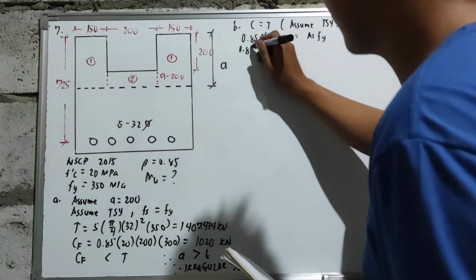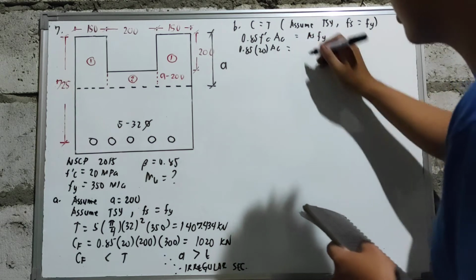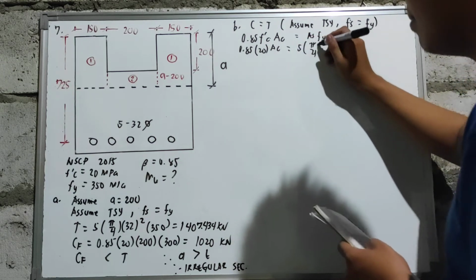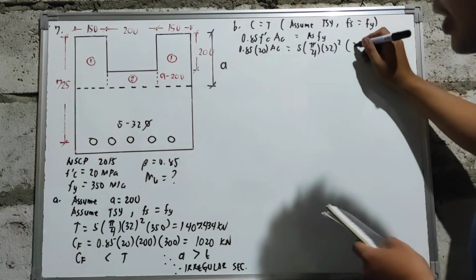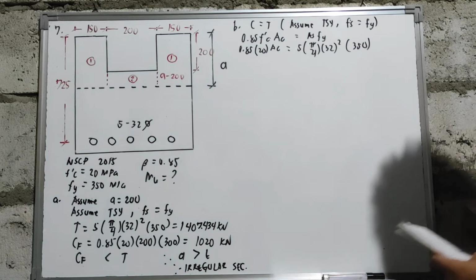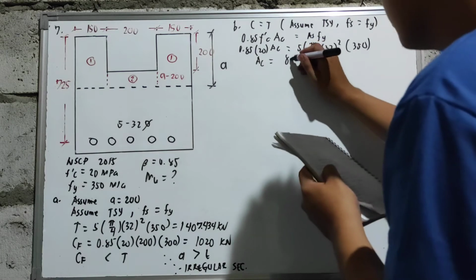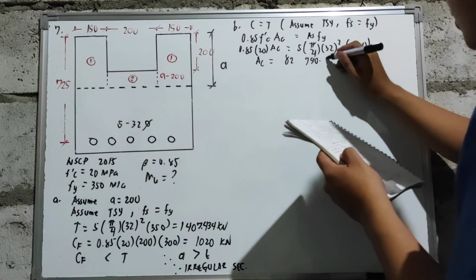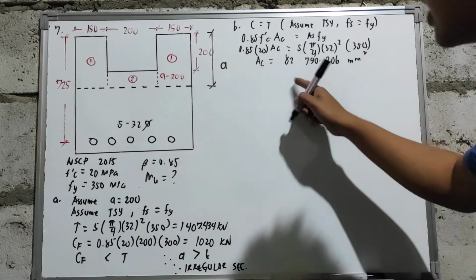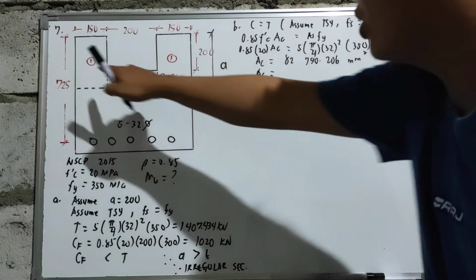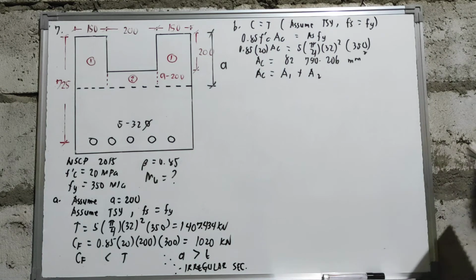So 0.85, the value of your F prime C is 20 multiplied by A sub C is equals to, meron tayong 5 piraso ng bakal na merong diameter na 32 mm squared multiplied by the value of your Fy, which is equal to 350 megapascal. So the value of your AC is now equal to 82,790.206 mm squared. So yung AC natin na to, that is AC is equals to yung area natin sa section 1 plus area dun sa section 2 natin.